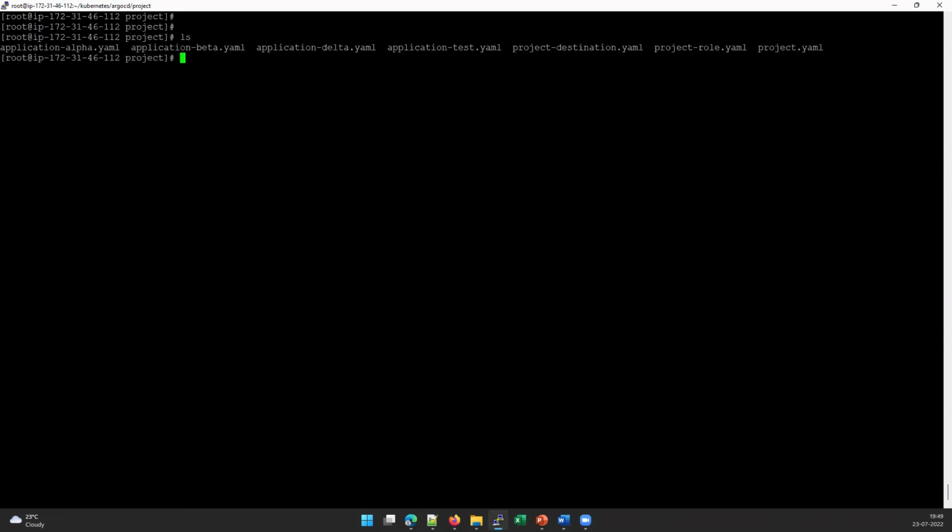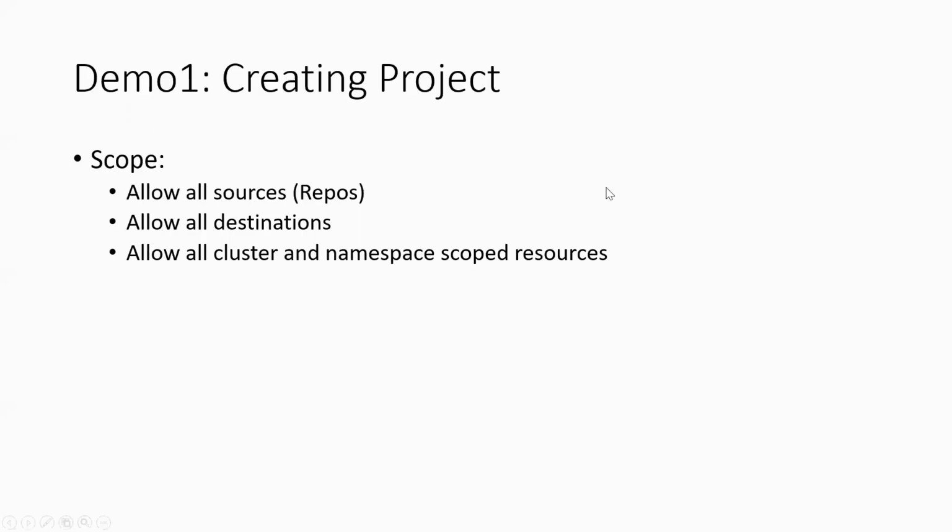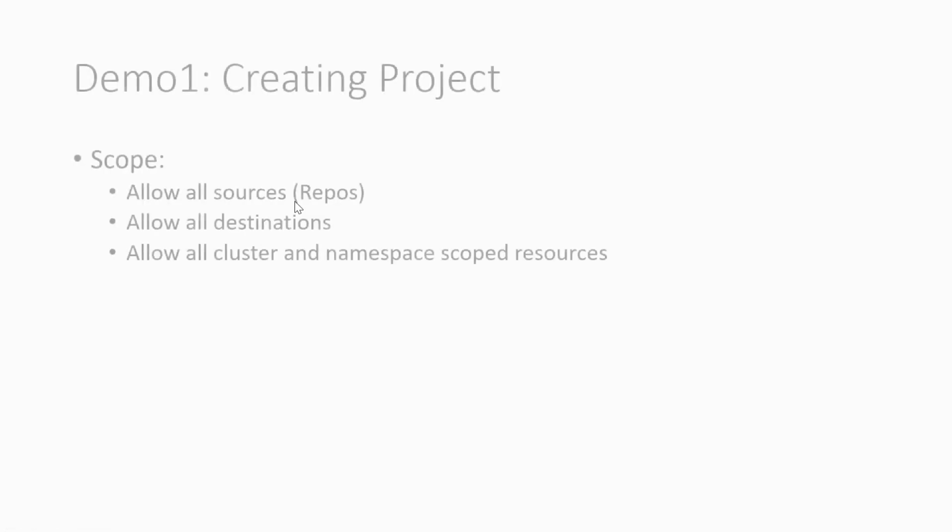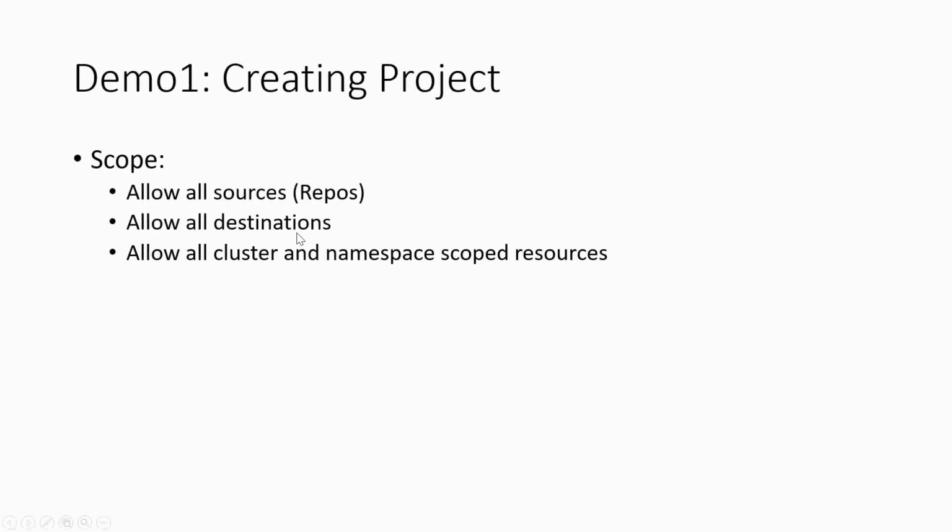So we have seen the first demo, which explains how we can create the name, all the resources. Sorry, all the sources we have allowed, destination we have allowed, and cluster and namespace scope we have allowed. So next demo we'll see with some restrictions.